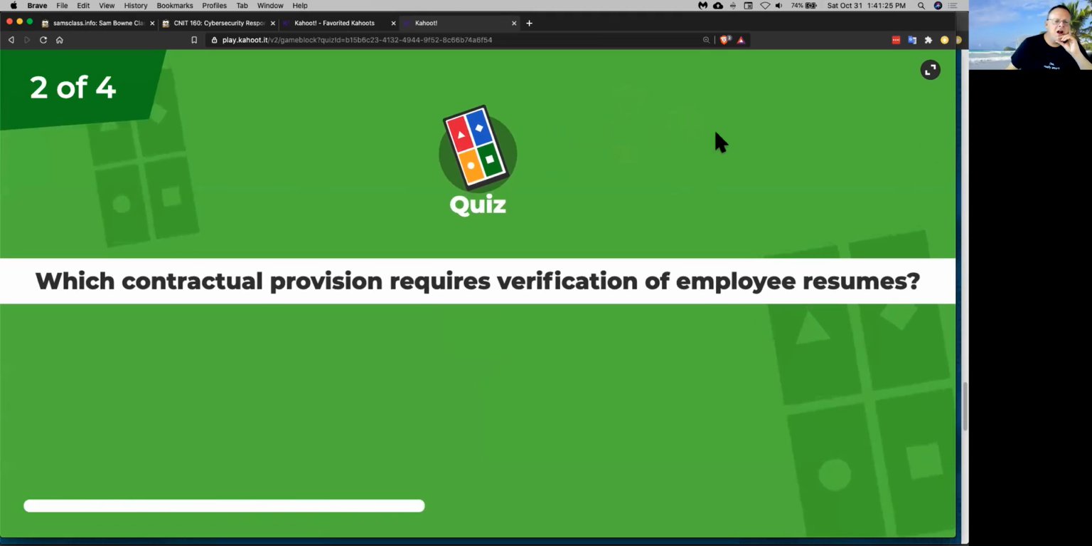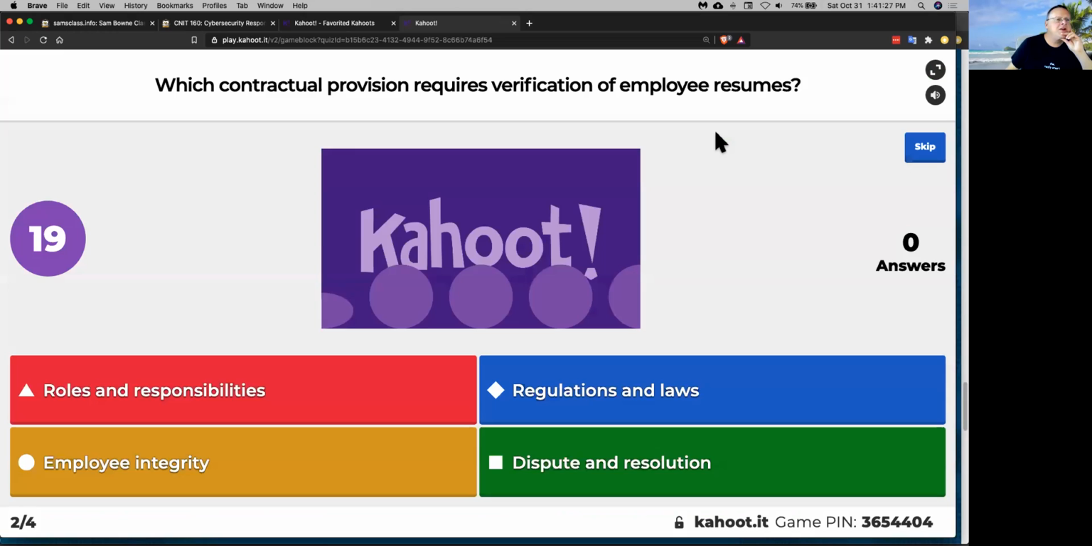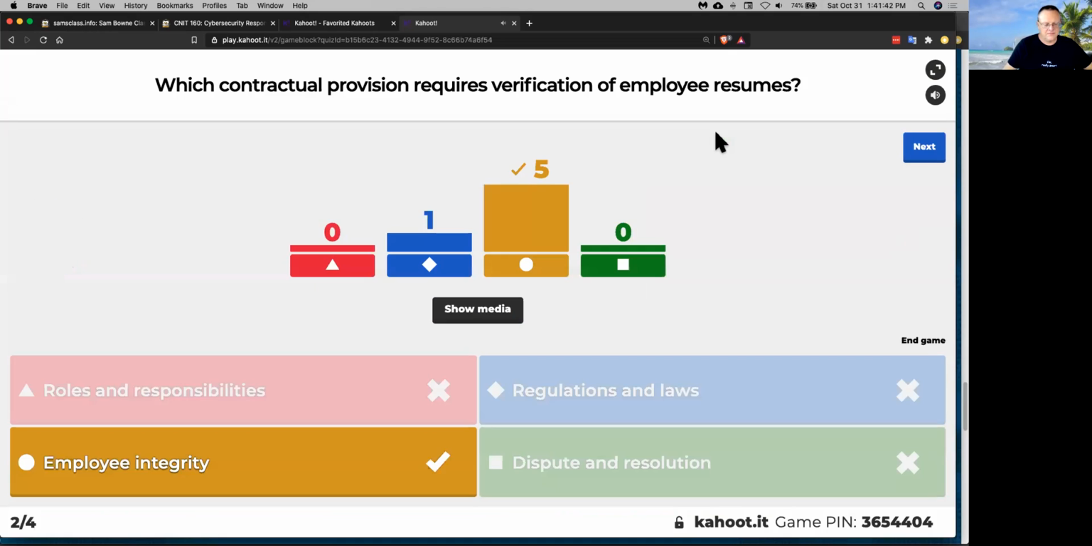All right. What contract provision requires verification of resumes? Employee integrity? Good.